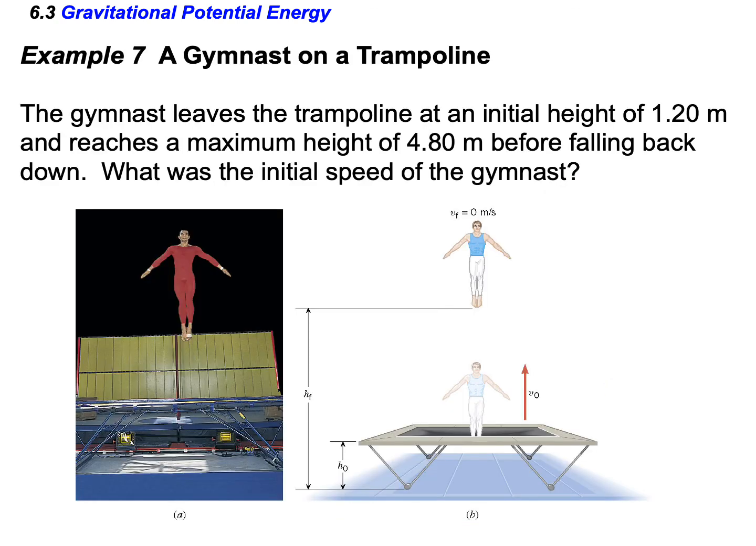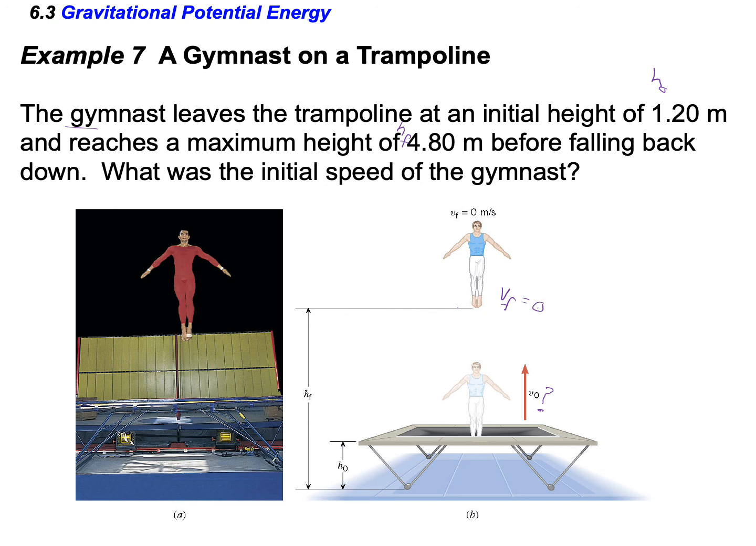Okay, so let's consider this example. A gymnast leaves the trampoline at an initial height h naught of 1.2 meters and reaches a maximum height, this is hf, before falling back down. What is the initial speed of the gymnast? This is the question: what is the speed when he leaves the trampoline? We know when he reaches his maximum height, v final becomes 0.